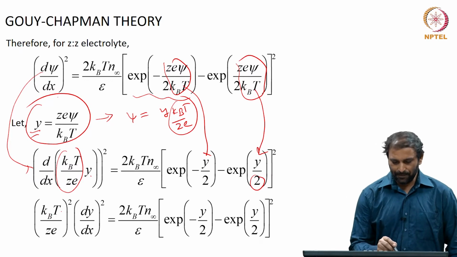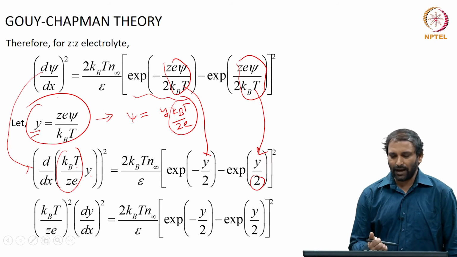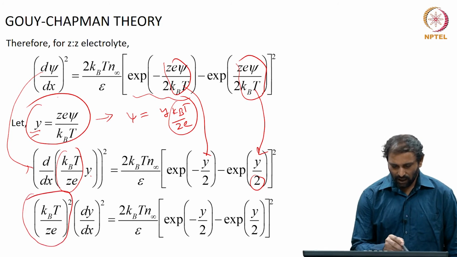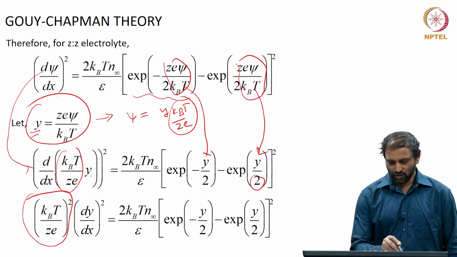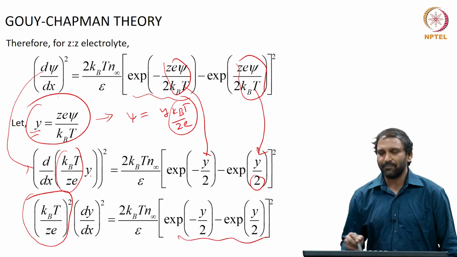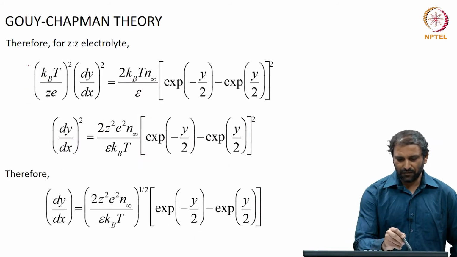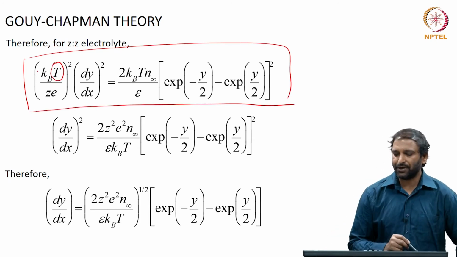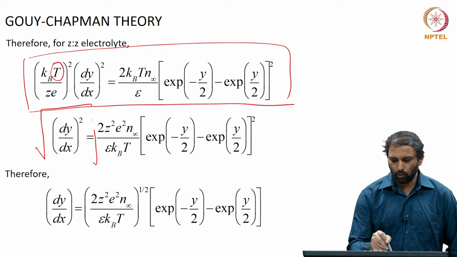So, therefore, and because for a given electrolyte and a given temperature, kbT divided by ze is constant, right. I am going to take kbT divided by ze whole square outside. So, I have dy by dx whole square is equal to 2 kbT n infinity by epsilon multiplied by this term. That is, of course, valid only for a z raised to z electrolyte and at a given temperature, right.